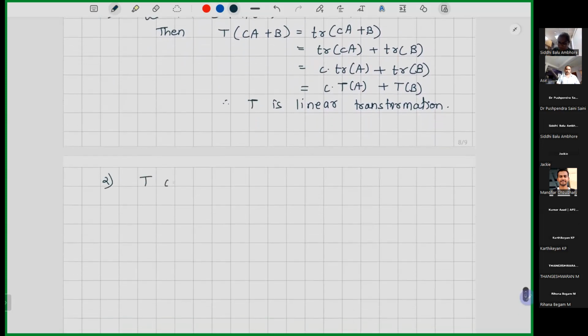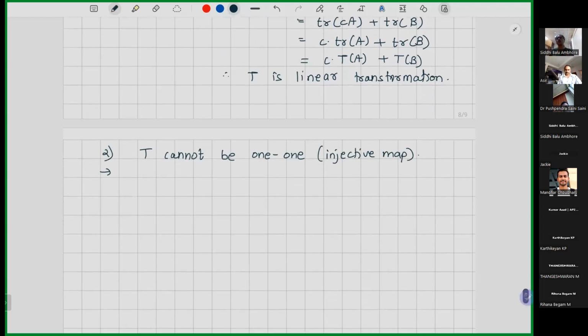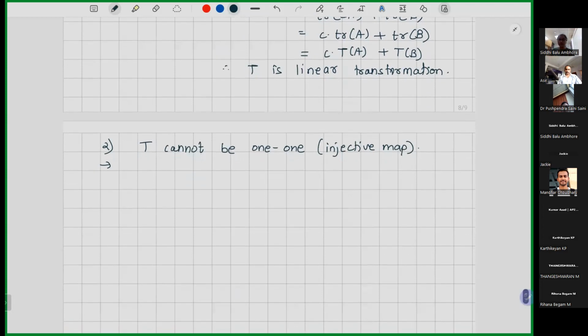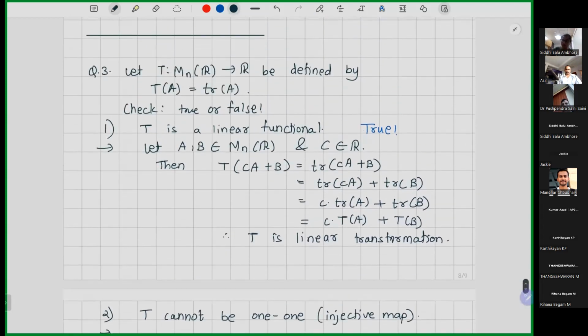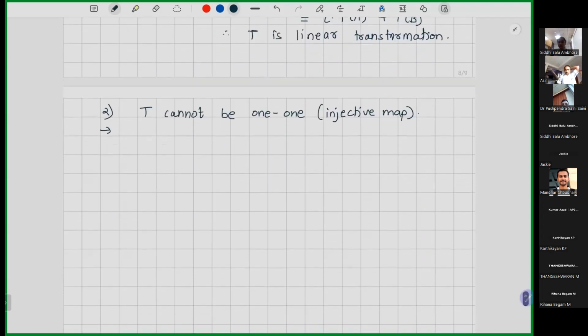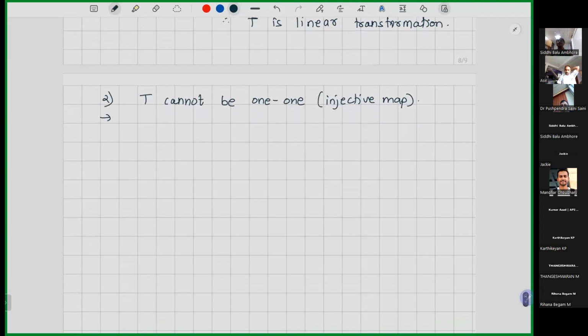The second is that T cannot be 1-1. Any guesses here? When I say 1-1, I mean injective. T cannot be an injective map. Note that n is any natural number. So can we say that T can never be 1-1 for any given n? The map T is defined; what is changing is M_n(R).